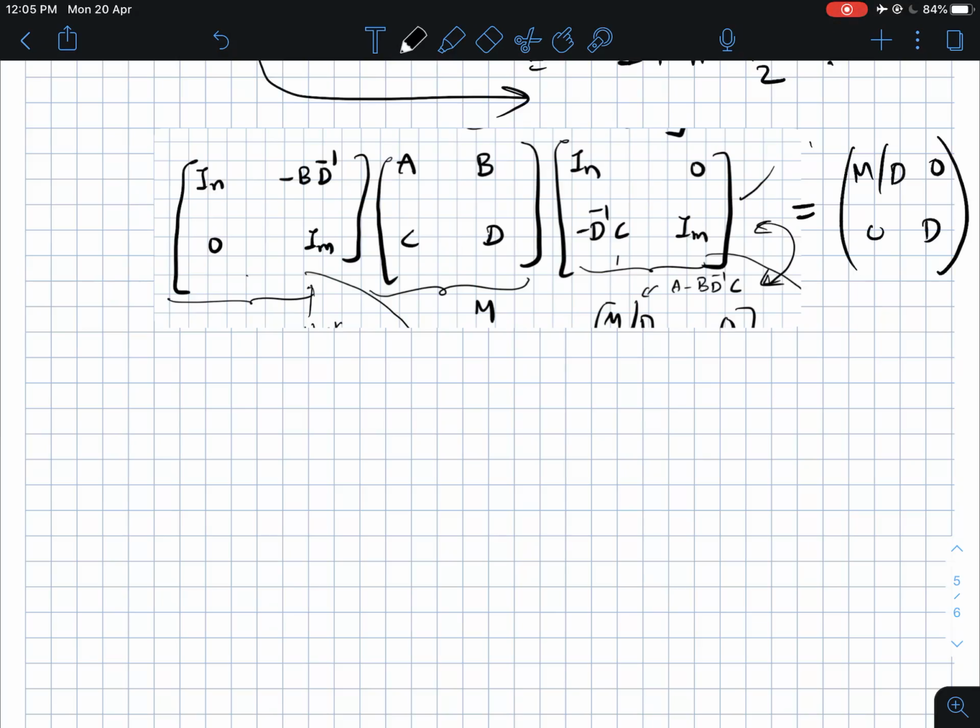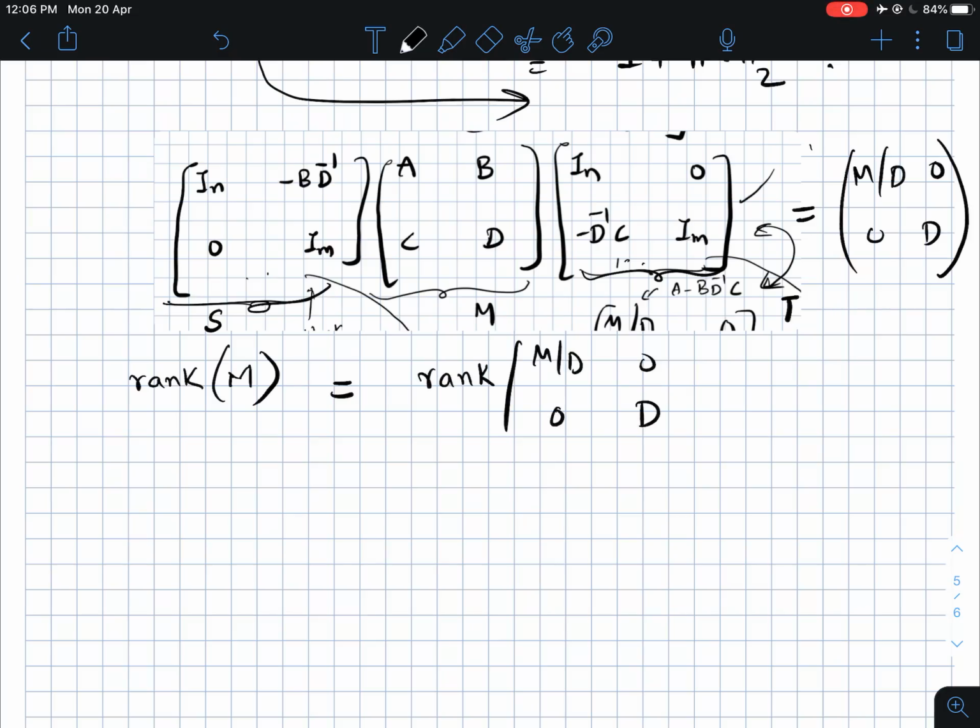What can you say about, let's say, the rank of M? This matrix is M here, right? So let's call this matrix S and this matrix T. These two matrices are invertible matrices. So rank of M is going to be equal to the rank of the diagonalized version, M by D 0 0 D. Correct?